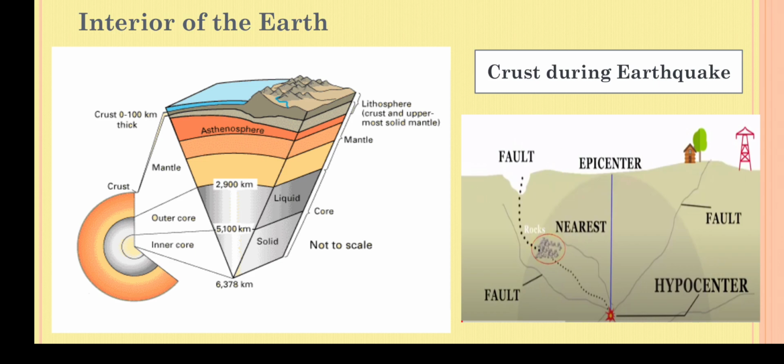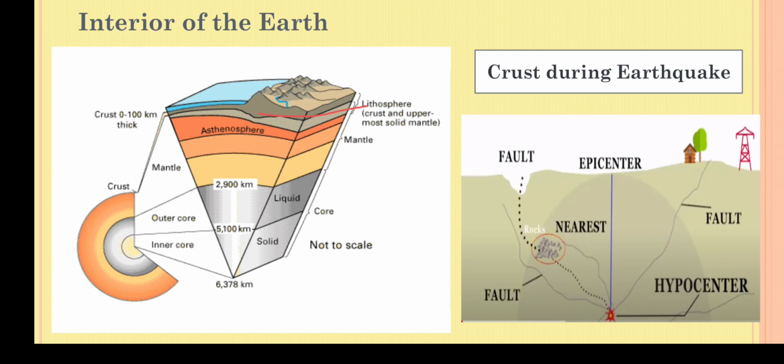The thickness of the crust varies between the oceanic and the continental areas. The oceanic crust is thinner as compared to the continental crust. The mean thickness of the oceanic crust is 5 kilometer. You can see from this image, this part. Whereas that of the continent is around 30 kilometer.